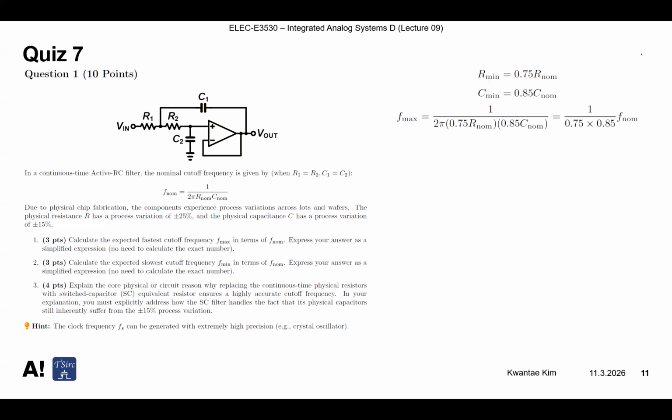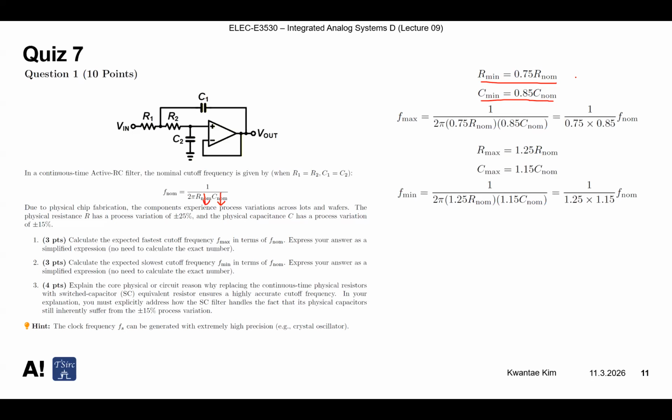So for the maximum frequency, because it is 1 over RC, that means the maximum frequency is achieved when R is low value and C is low value. So we can pick 25% lower value of R and 15% lower value of C here. So that goes to this equation, 1 over, in terms of F nominal, 1 over 0.75 times 0.85.